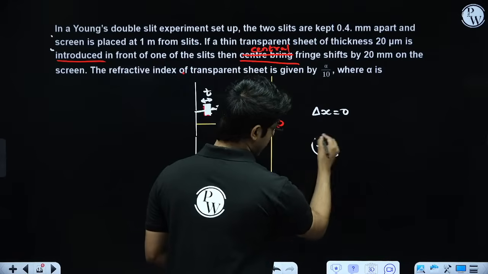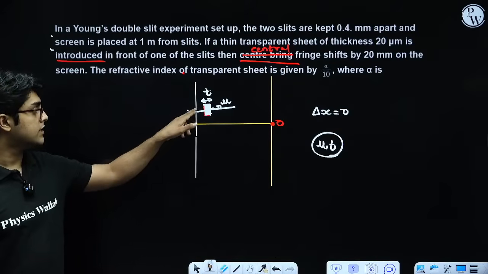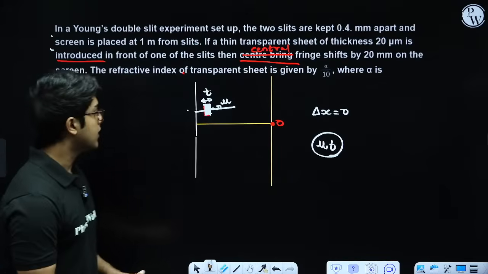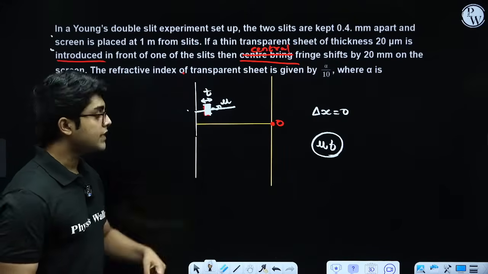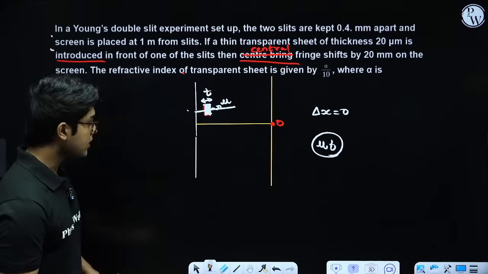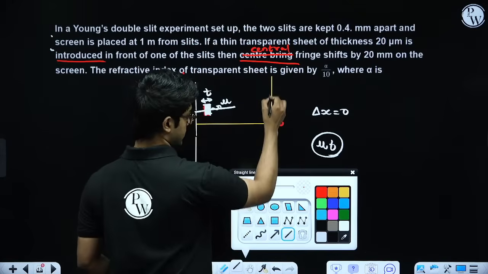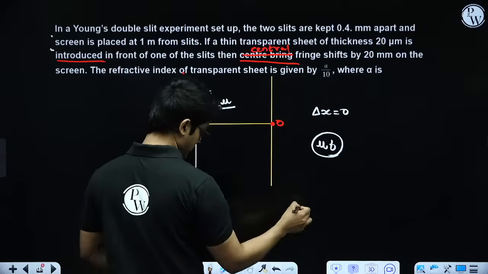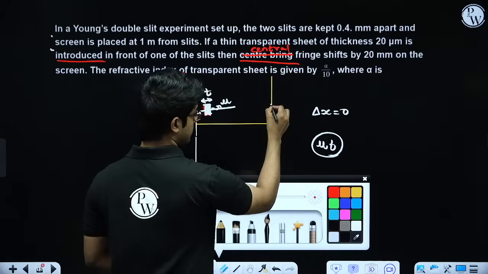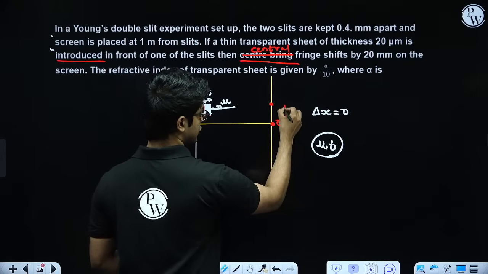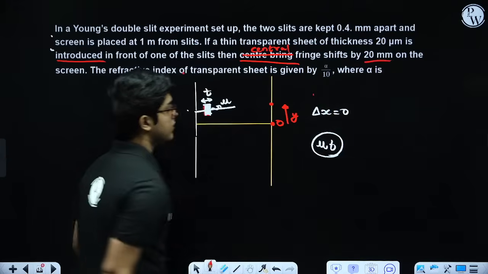So because of this extra path difference, the light coming from the upper slit travels a slightly more optical path. Which means the light coming from the lower slit needs to travel more distance, which means the central maxima will shift upwards actually. So the central maxima will be somewhere over here, and this shift is what we have to find. Let's say this shift is some y. This y, in fact, they have given us as 20 mm.